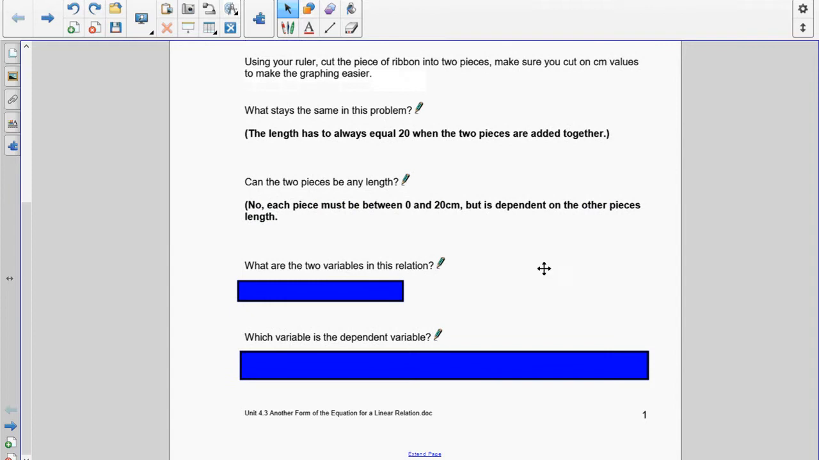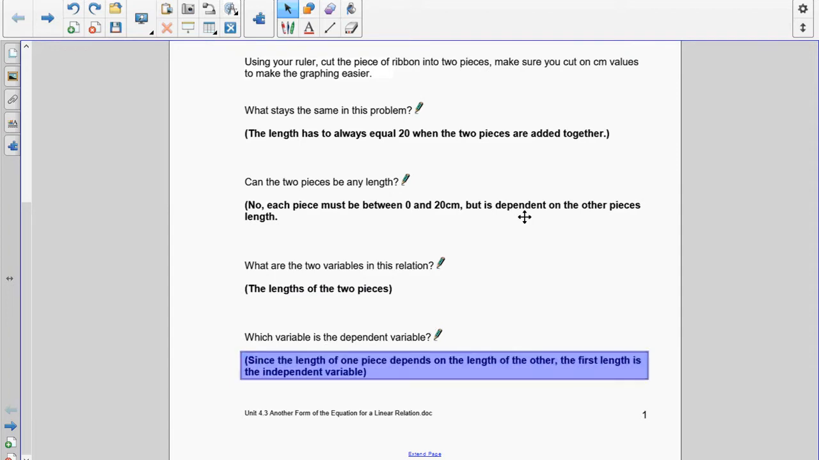So what are the two variables in this relationship? Well, we have dependent and independent variables. The independent variable is going to be the length of the first piece. The dependent variable is going to be the length of the second piece. And the length of the first piece, when you select it, will determine the second piece's length. So the second piece is always going to be dependent on the first piece of paper.